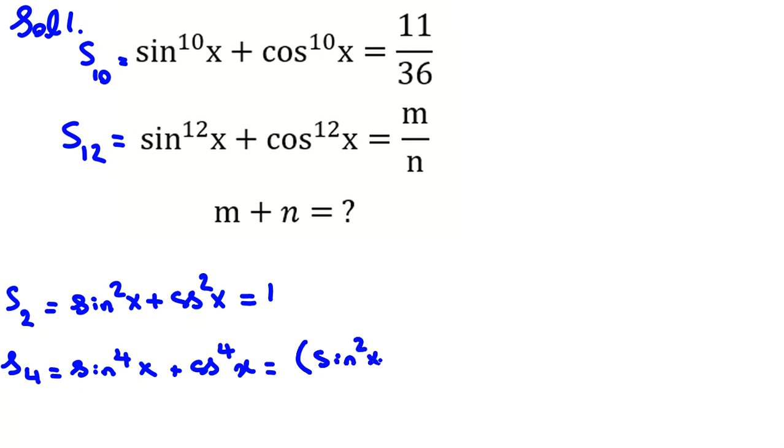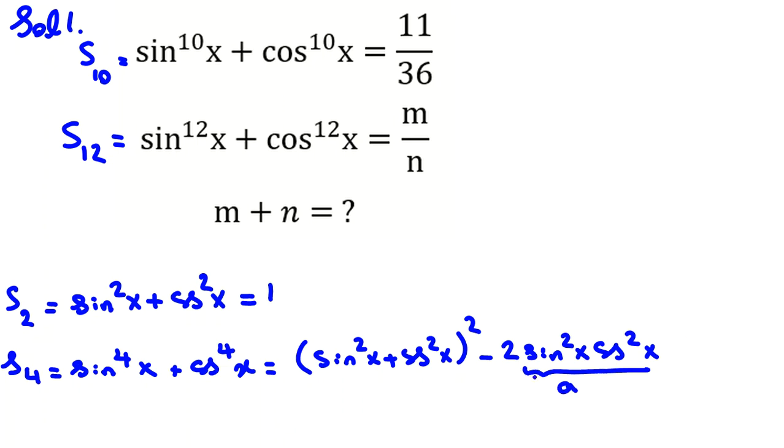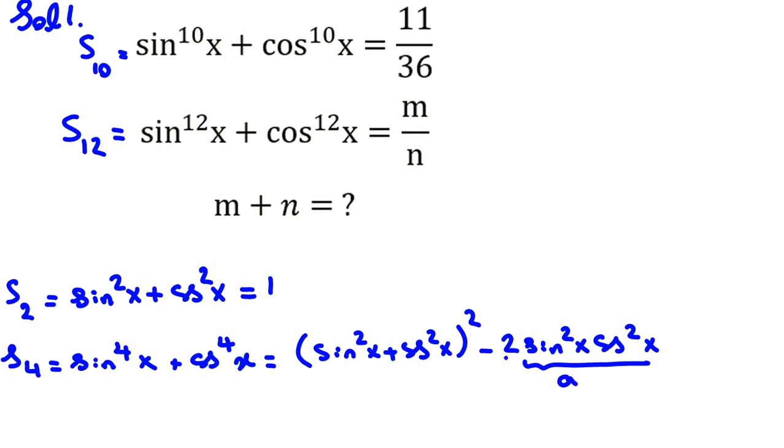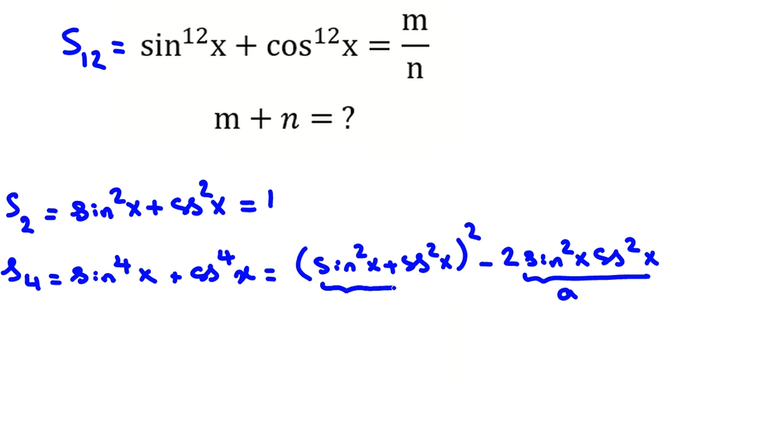Sine 4x plus cos 4x, you can say, is sine squared x plus cos squared x, squared. Then it is sine 4x plus cos 4x plus 2 times this times this, so you should subtract 2 sine squared x cos squared x. So I define this term as a, sine squared x cos squared x, and from the identity I know it is 1, so it will be 1 minus 2a.